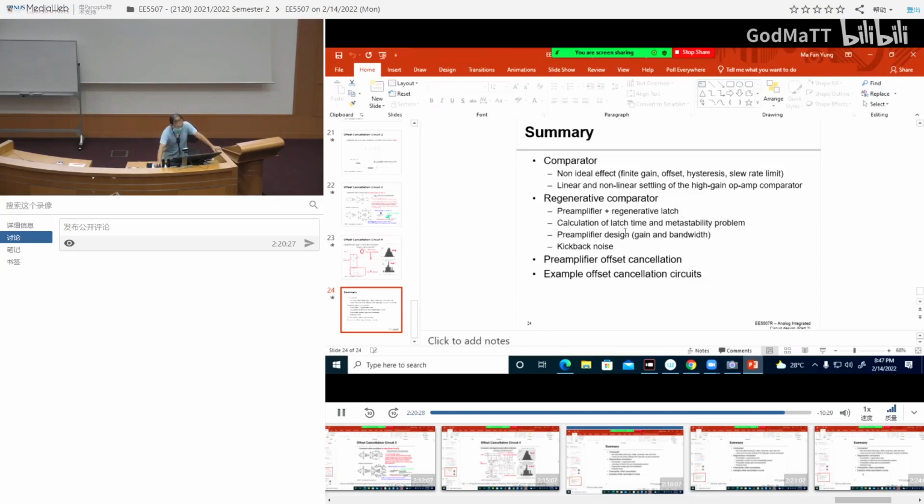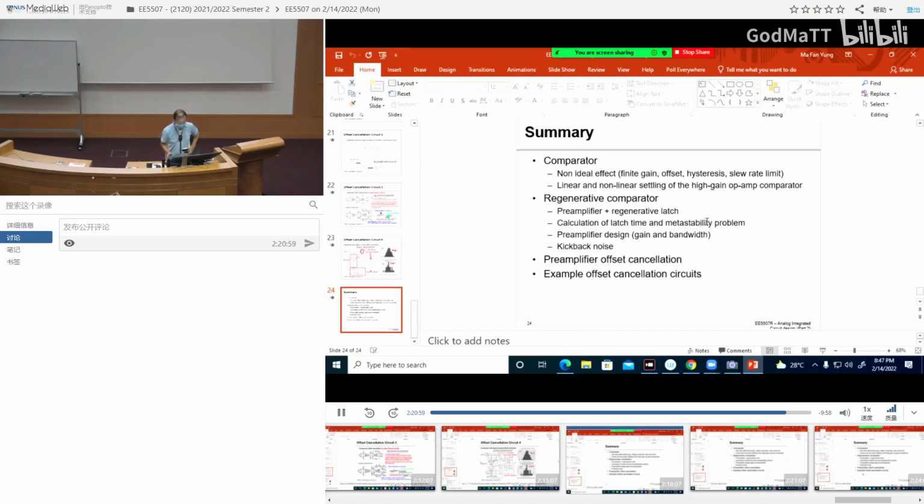And then in one slide, we can see how we can calculate the positive feedback exponential settling. You have the two small signal circuit, Vx, Vy, and you can derive the output of Vx minus Vy, which will be a property of the initial difference plus the exponential settling due to the positive feedback. That's what we mean by calculation of latch time.